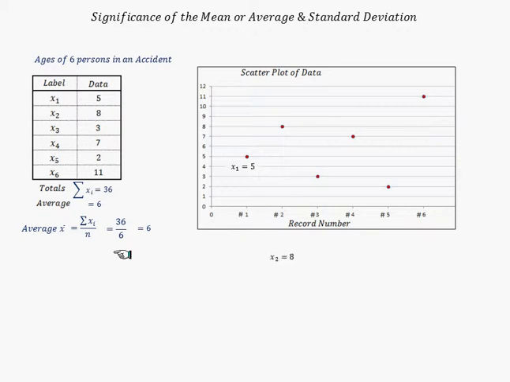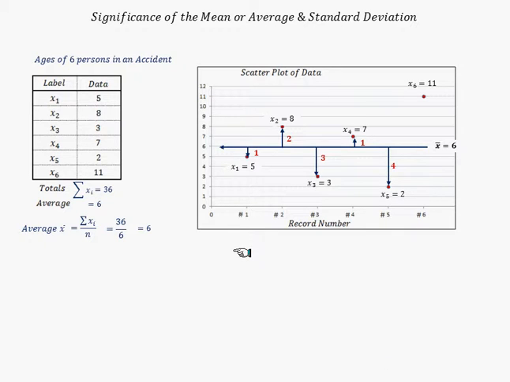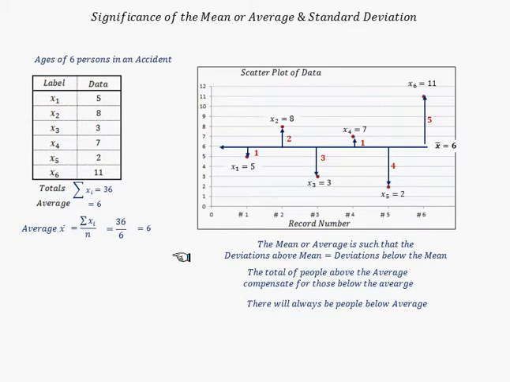Here are the data points. Note on the x-axis we have the record number, and the data points are coming on the screen here. Note that on the vertical axis, the sample mean x bar is 6. It's the average, and we're looking at the deviations from the mean. So we have 5 is 1 below, 8 is 2 above, and these are considered to be the positive aspects of the deviations. And you can see the deviations above the line correspond to the deviations below the line, and that's the notion of the mean or average.